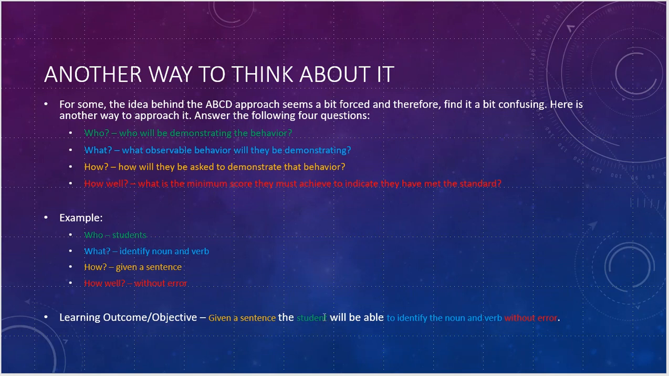So in this example, we'll say, once again, the same example, given a sentence, the student will be able to identify the noun and verb without error. So who is the student. What is they're going to identify the noun and verb. How? They're going to be given a sentence. And how well? They're going to do it without error.